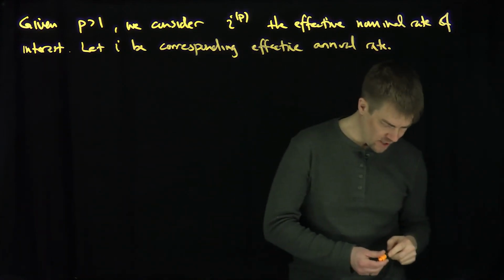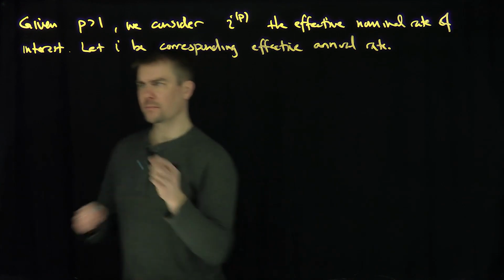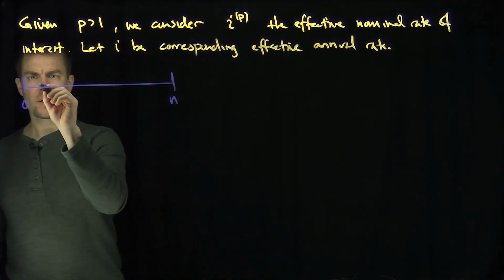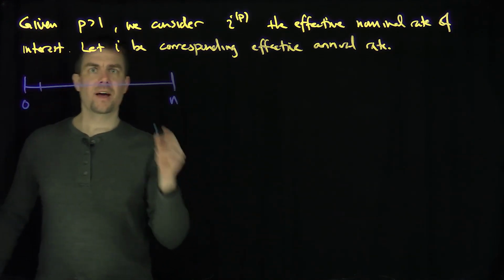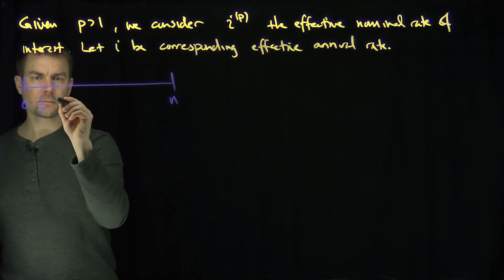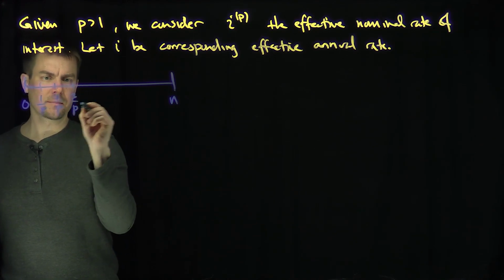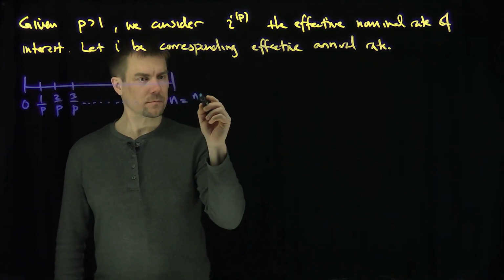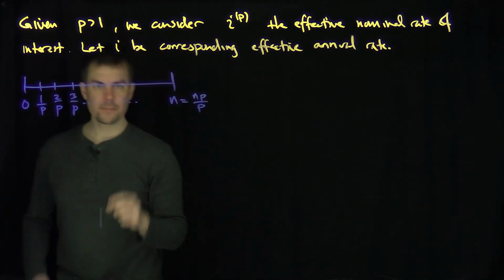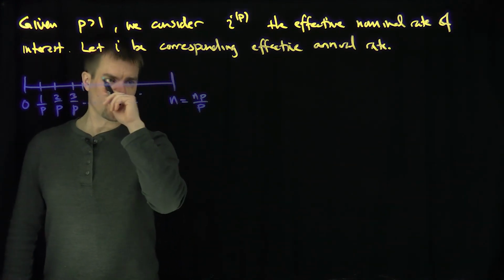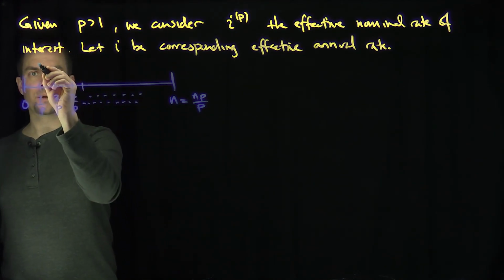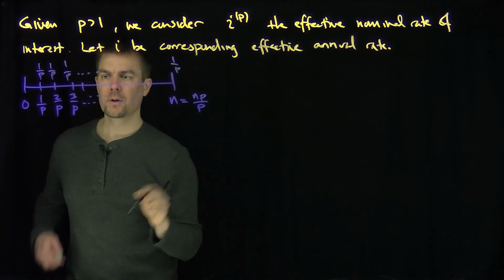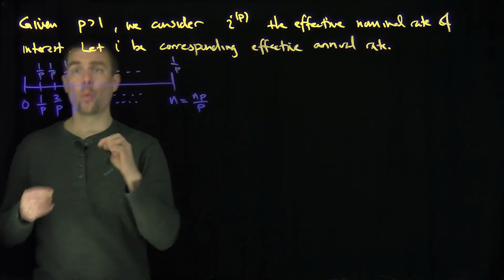Let's consider the following payment stream. Here's time 0, here's time n. Now we're going to look at payments that happen every 1 over p: 1 over p, 2 over p, 3 over p, all the way down to n, which is np over p. At each of these increments, we get a payment of 1 over p. So after the first p periods, we will have accumulated 1 total unit.